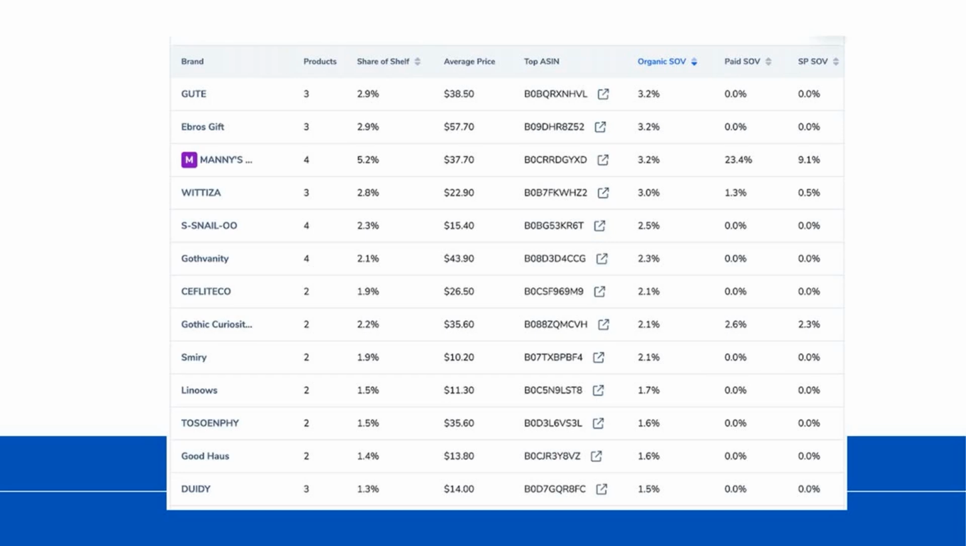We can then compare their average price, look at their top ASINs, but we're also going to be able to break this out into things like organic versus paid. This is really beneficial for understanding maybe your competitors are spending a lot more than you. Maybe they're doing much better organically. Maybe they have 30 more products within the category than you. All of that we're going to be able to view from this page.